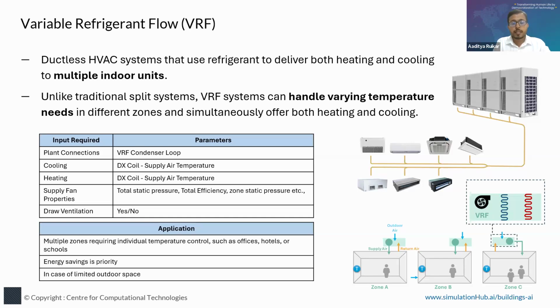So in the cooling and heating system, a DX coil is being used. You have to provide what will be the expected supply air temperature for heating as well as cooling. You have to provide supply fan properties like pressure, efficiency, zone static pressure, etc. And if outdoor air or ventilation requirement is there or it is designed, you can just tick mark yes, and then it will be considered for simulation.